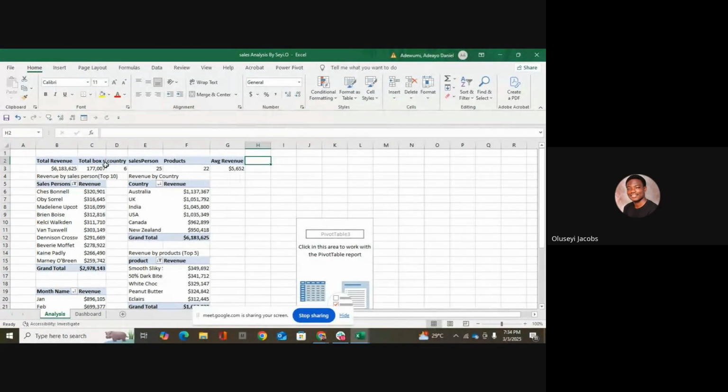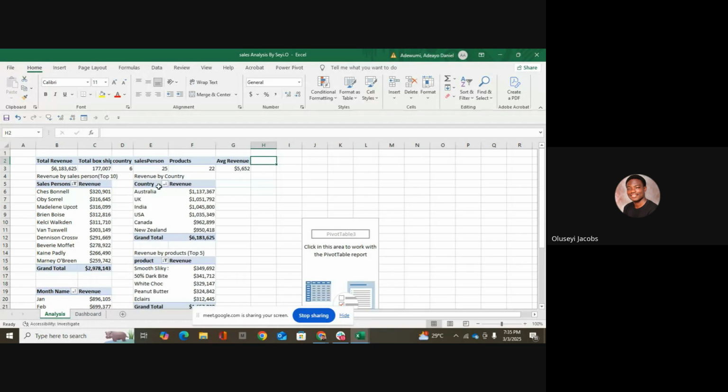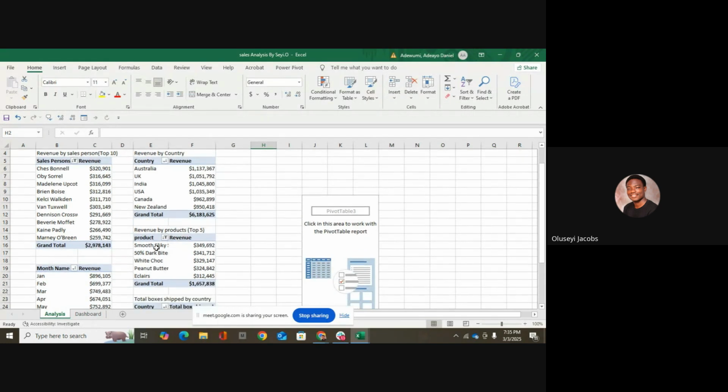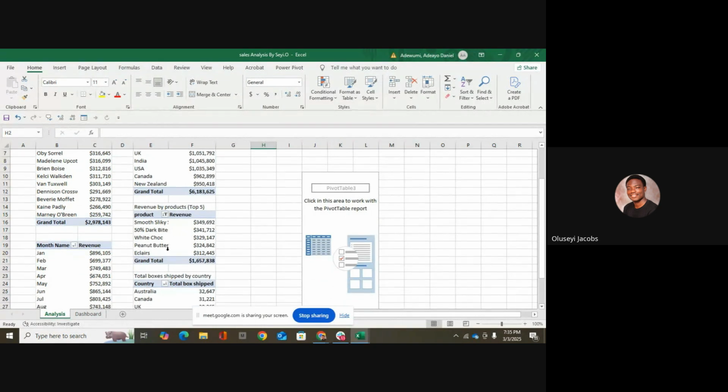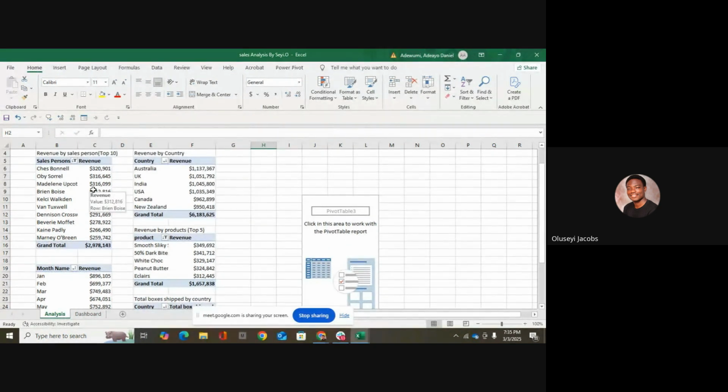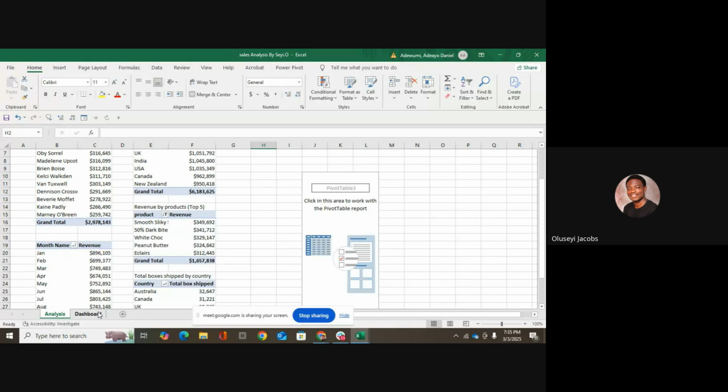So, and these are my KPIs. We have the total revenue, the total boxes shipped, and then the countries, 6 countries, the salesperson, the total products 22, and the average revenue of $5,652. And then we have the salesperson by revenue, the top 10, and also revenue by country, and revenue by products. I have 5 of them here, and I created a dashboard for all of them. So, and this is the dashboard.